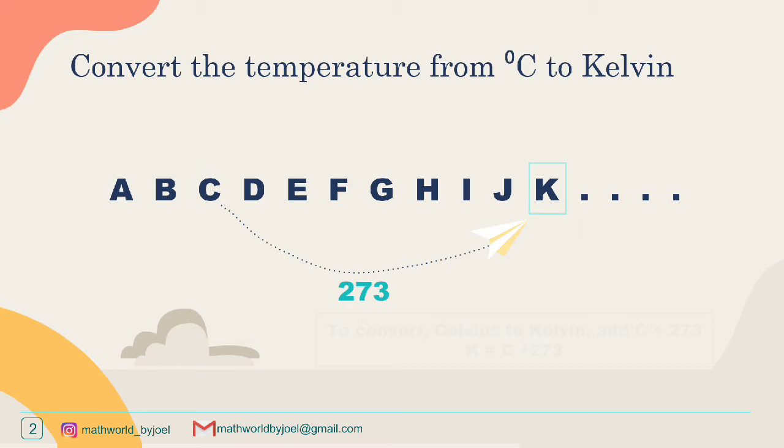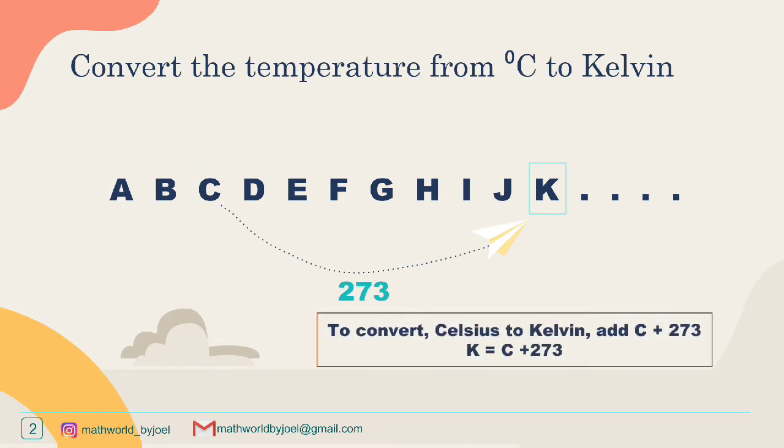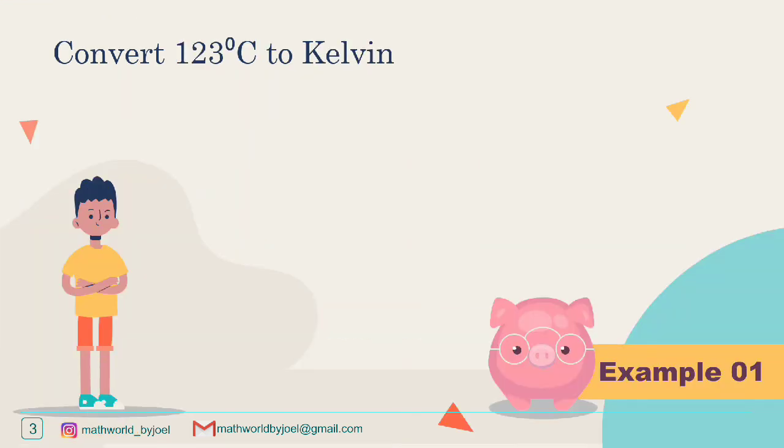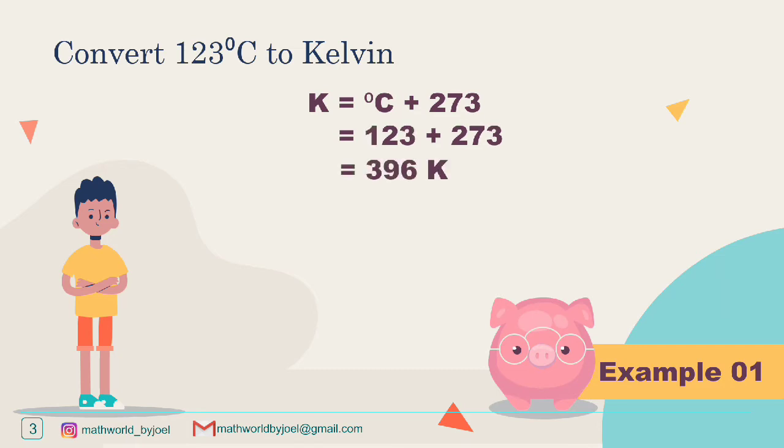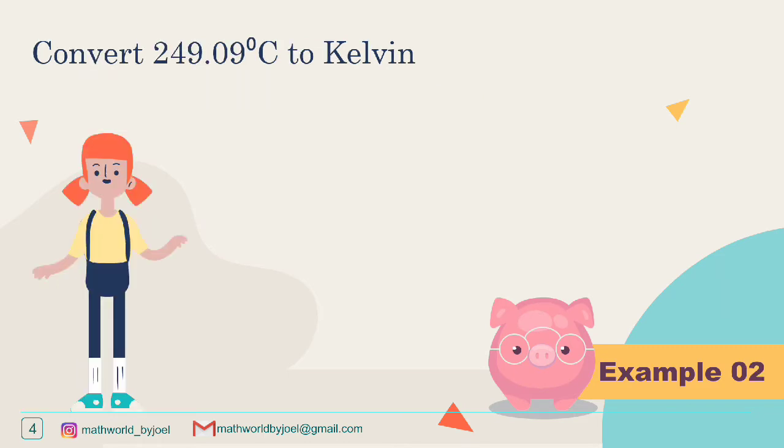Okay, so let us take an example. This is for you to remember, and the example is here. Convert 123 degrees Celsius to Kelvin. Whatever the temperature is in Celsius, I will add plus 273. So C plus 273, we'll convert it into Kelvin. And after doing the math, you will get 396 degrees Kelvin.